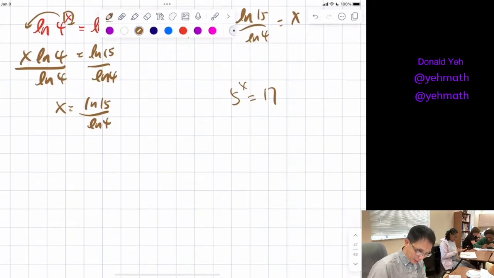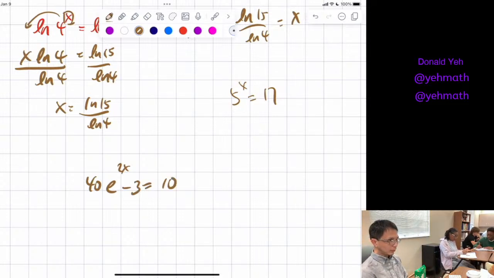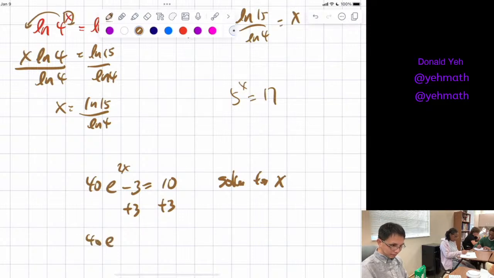Okay, so we're gonna solve this question. 40e to the 2x minus 3 equal to 10. Something like this. And we're gonna solve for x. So solve for x. What do you do first step? Move the 3 over, good. Why are you doing that? To isolate, yeah. You usually solving equations isolate. What do I do next?